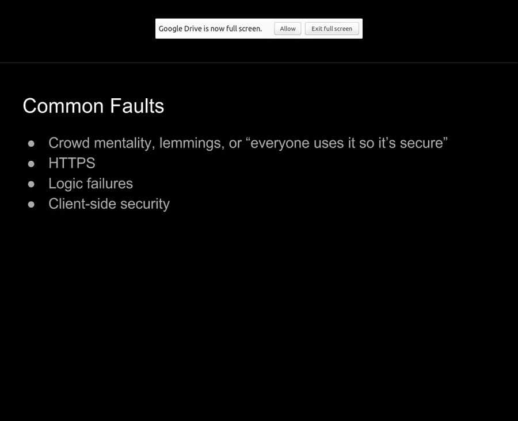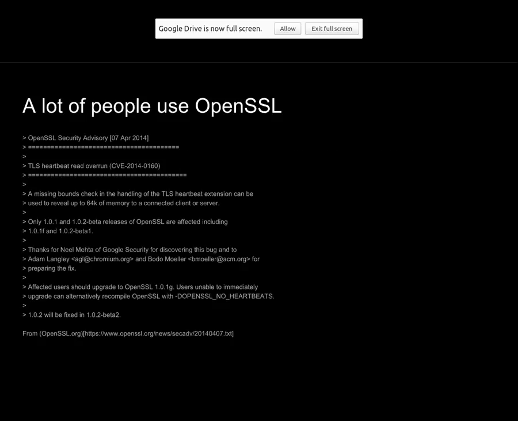So let's go through them one by one. Crowd mentality, or basically a lot of people using a service. So a lot of people use OpenSSL, but this text is a bit small, but I copied this directly from openssl.org. This was their error report, or not error report. I can't think of what it's called right now, but it's basically them reporting that there's this problem, and this was actually the Heartbleed bug, and it was just last year.